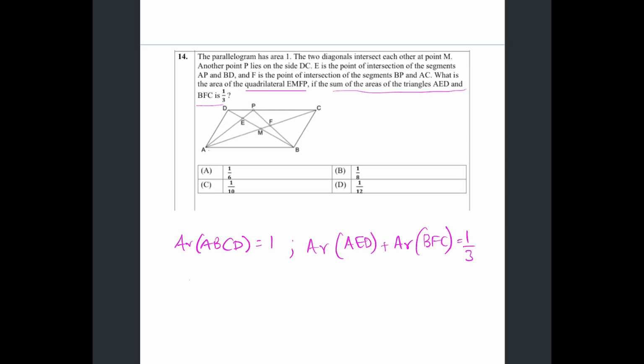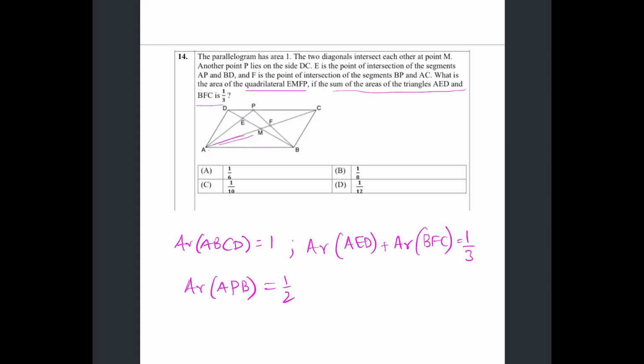Area of APB is half of the area of the parallelogram, because it has the same base and the same height. So half into 1, which is half. So area of APB is half. Now how do we get the quadrilateral from APB? We need to remove this area here, this area here and this area here.